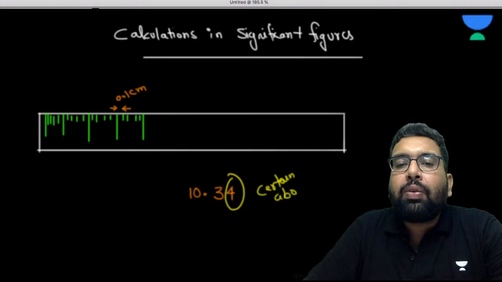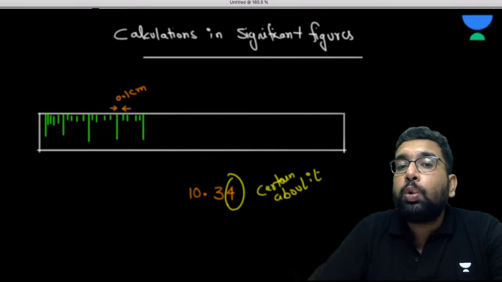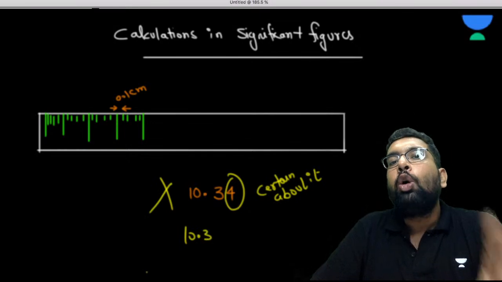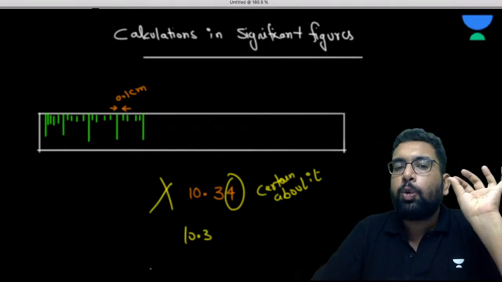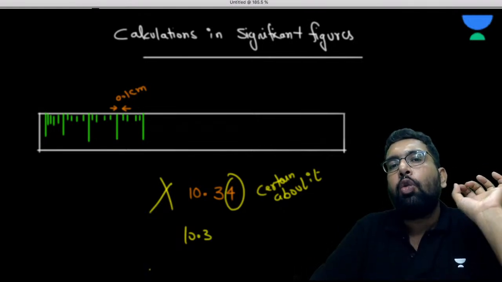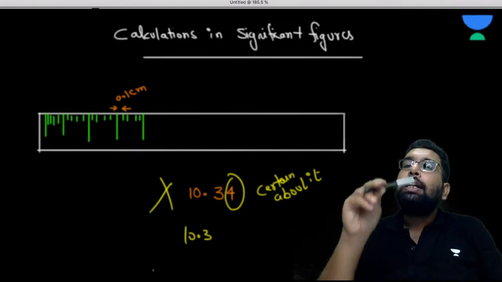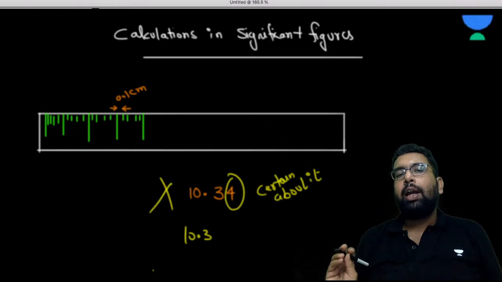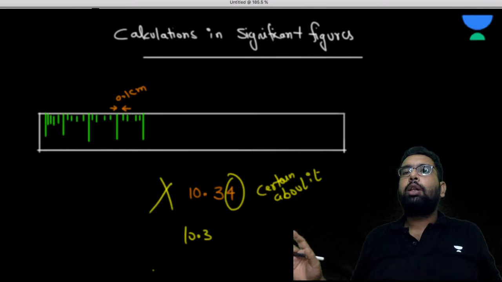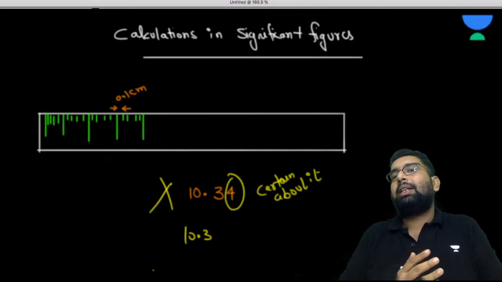So when you are writing the measurement through the meter scale, you cannot write like this. You can write only up to one decimal place if you are measuring from the meter scale. Why is it so? Because you are only sure that this point 3 would be correct. You are not at all sure about the next decimal place.